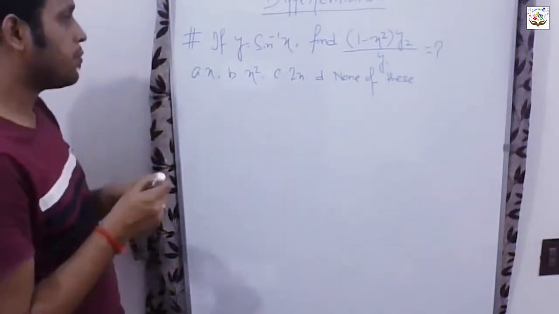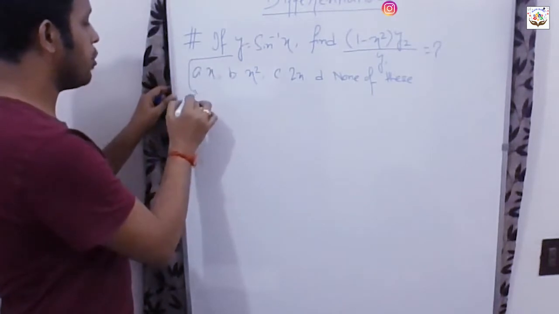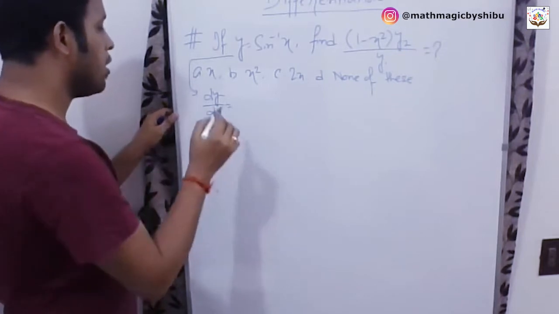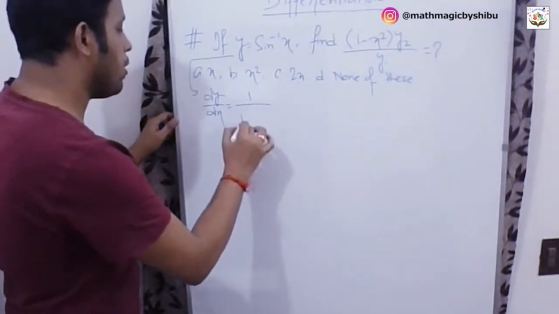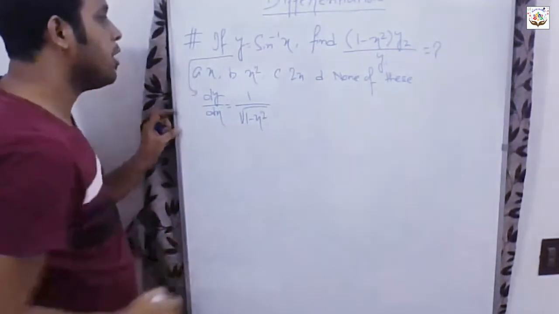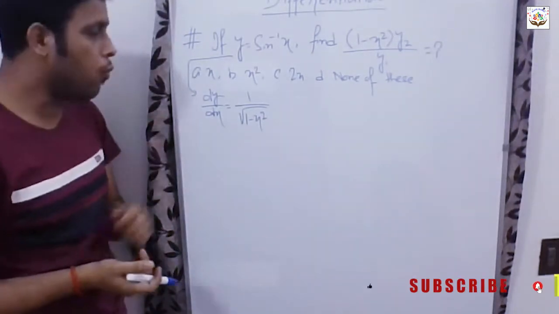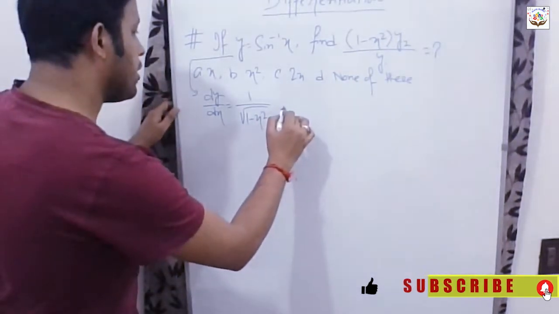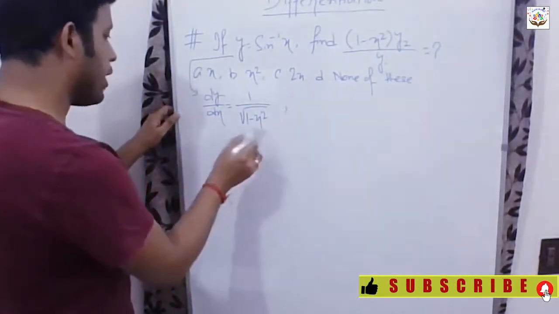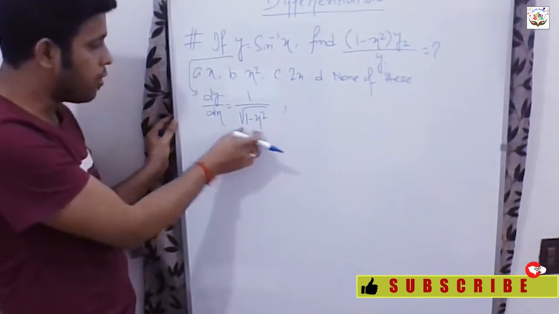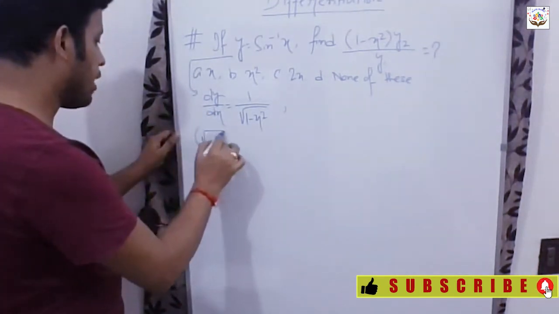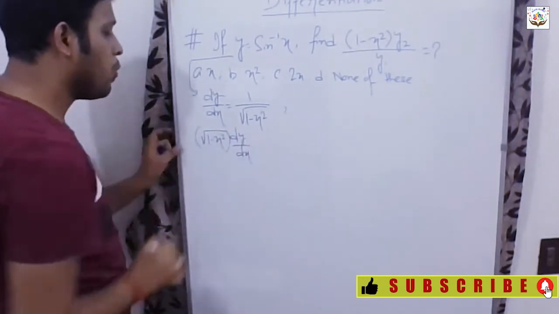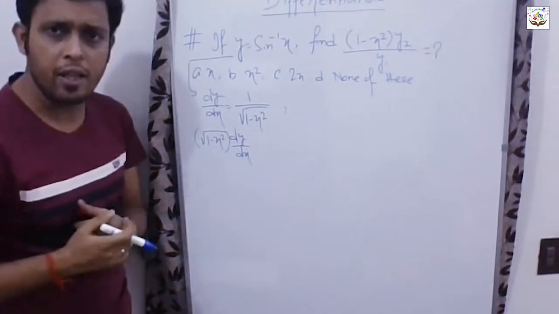Let us start by differentiating both the sides with respect to x, as we do almost in every case. So dy/dx equals 1 by root over 1 minus x square, as we know the differentiation of sine inverse x is 1 by root over 1 minus x square. Now we can cross multiply root over 1 minus x square to this side. So we will get root over 1 minus x square into dy/dx, similar to what we did for the last problem.